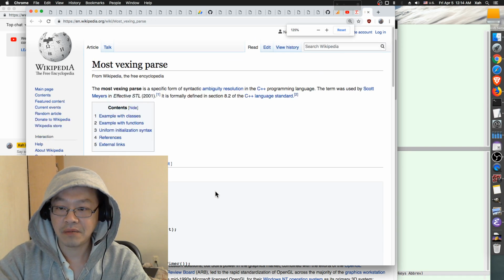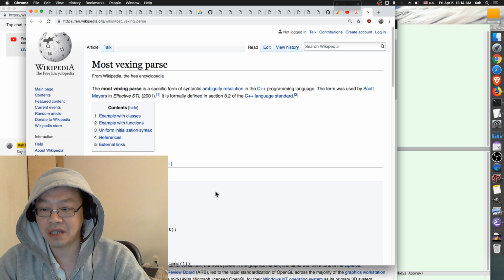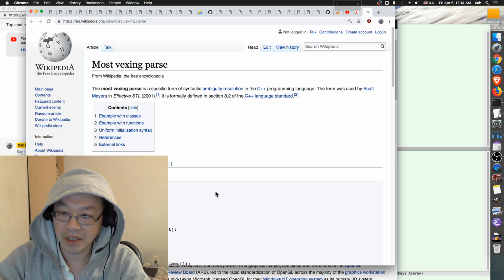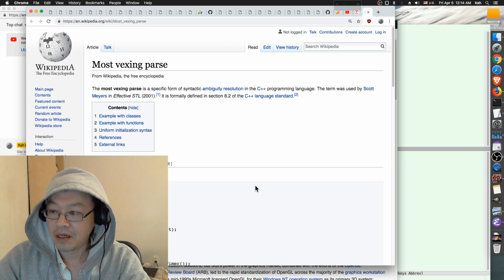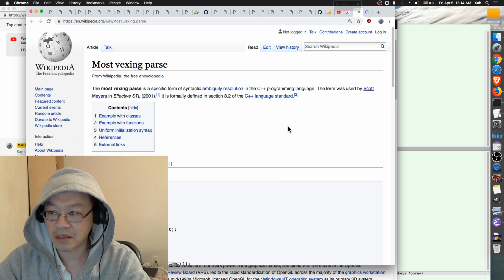So, most vexing parse. The most vexing parse is a specific form of syntactic ambiguity resolution in the C++ programming language. Anyway, the term was used by Scott Meyers in Effective STL. Now, Scott Meyers is famous for designing, I think, Haskell, I think associated with Haskell.